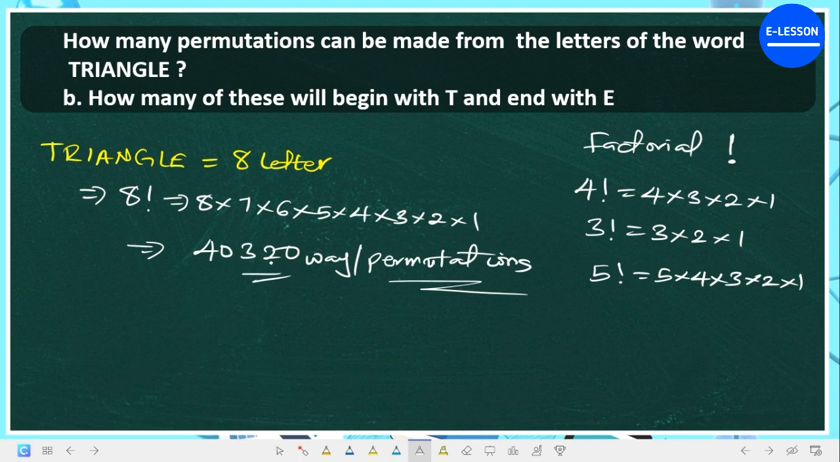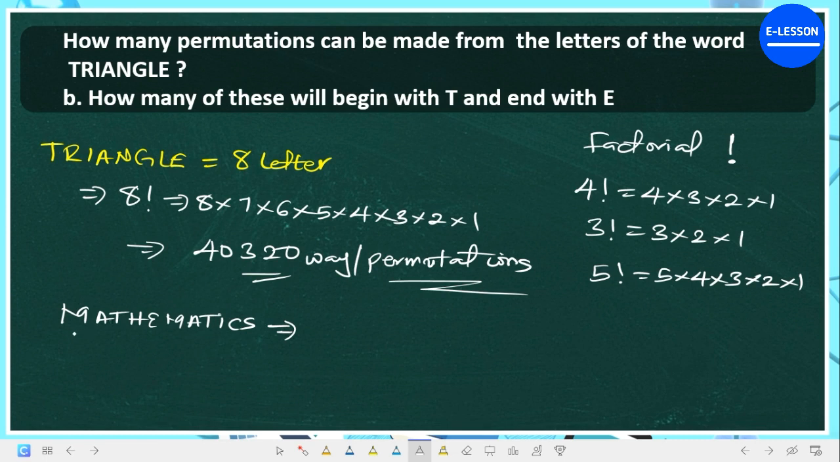Now, the next question is, what about a case where we have repetitions? For instance, the word mathematics. If you are asked how many permutations can be gotten from mathematics, we first count the total number of letters. Note that this is not part of your continuous assessment test. I just want you to understand the concept of permutations before we go to the next.